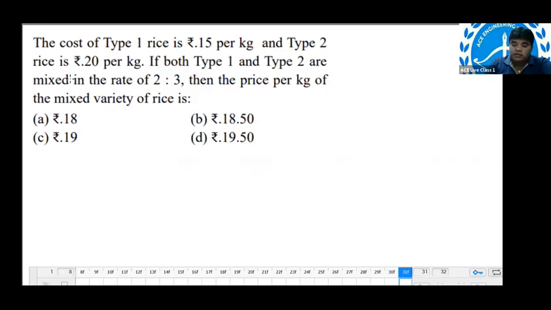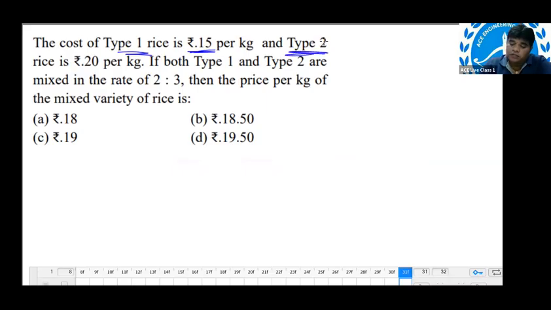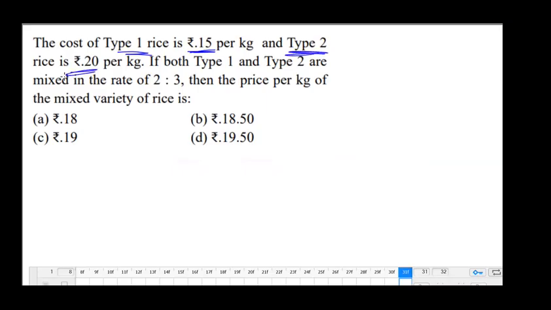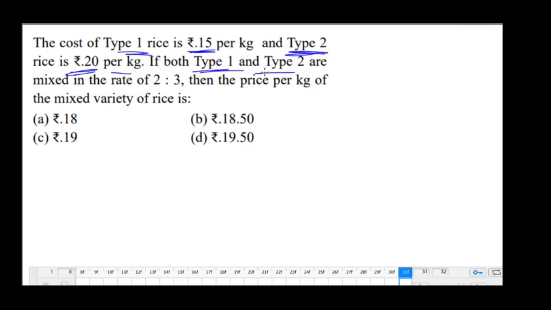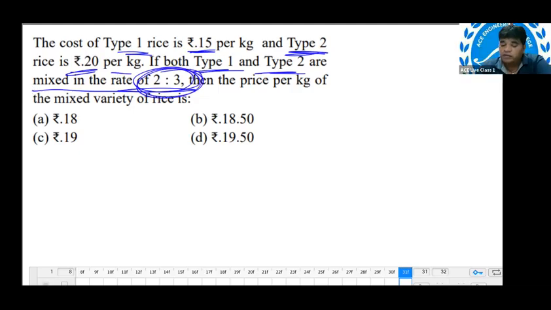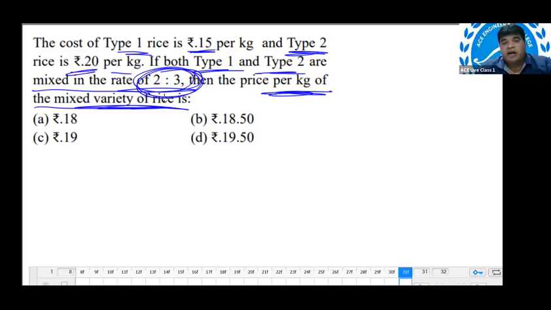The cost of type 1 rice is 15 rupees per kg, and type 2 rice is 20 rupees per kg. If both type 1 and type 2 are mixed in the ratio 2 is to 3, then the price per kg of the mixed variety of rice is, that is the mean price, right? Yes.